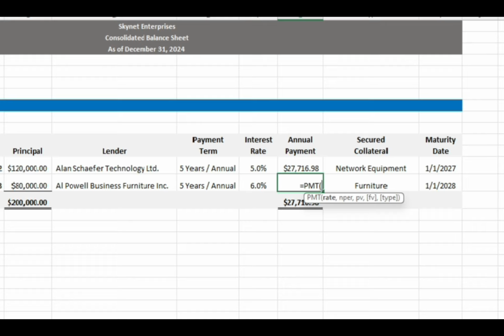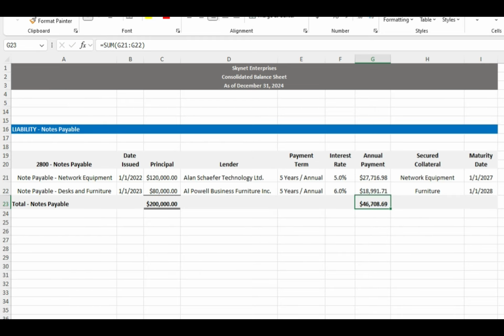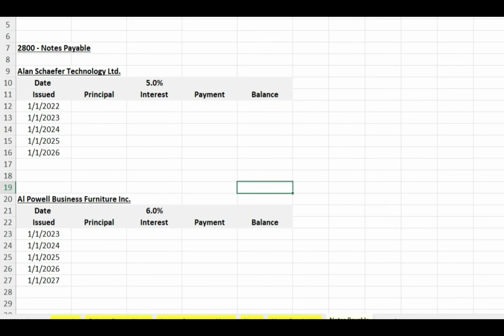So I'm going to grab our interest rate, 5-year loan, 5 payments, present value, what we borrowed, and they're expecting us to pay it back, so the future value should be 0. Annual payment of principal interest, $18,991.71. So we're going to do the same thing we did with notes receivable, except it's notes payable, the liability. We want to build out our amortization schedule to see what the balance sheet and income statement impacts are related to these notes payable.